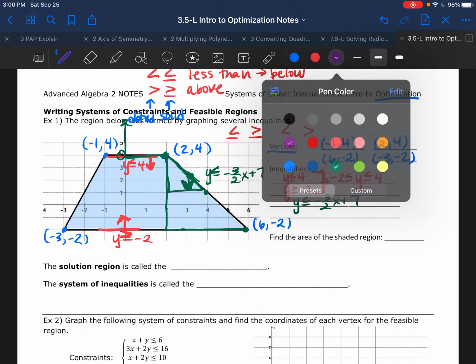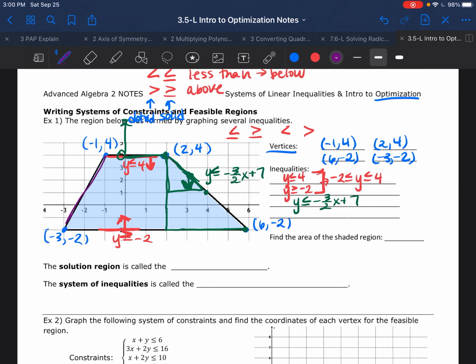Then for this slanted line here, it's a positive slope. Here's another good point, let's use that. It goes up 1, 2, 3 over 1, and so our slope is 3.